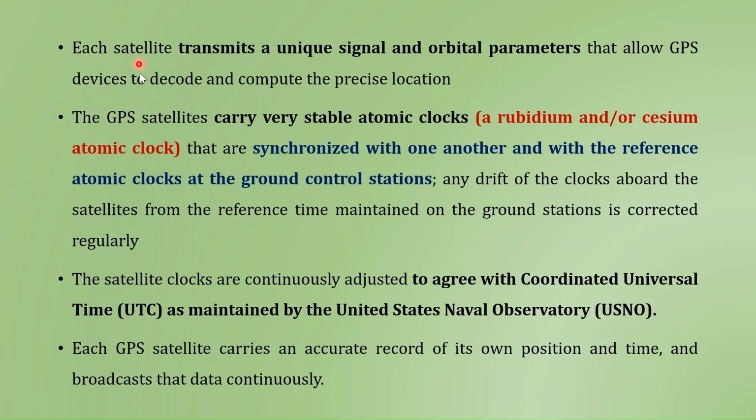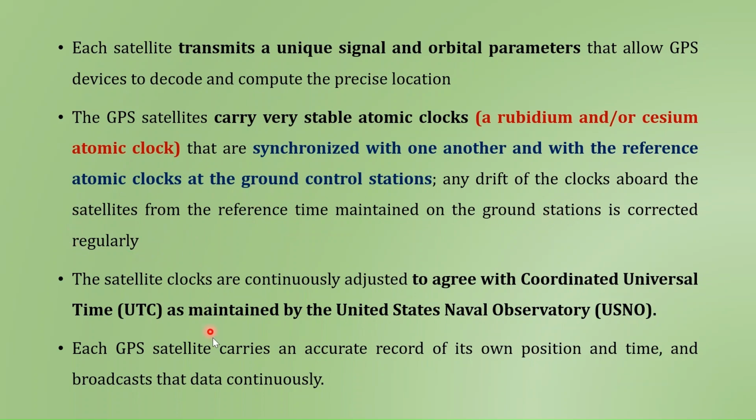Each of the GPS satellites carries a very stable atomic clock, which can be a rubidium or cesium atomic clock. These atomic clocks are synchronized with one another and also with the reference atomic clocks at the ground control station. If there is any change in the clocks on the satellite from the reference time maintained on the ground station, then it is corrected regularly.